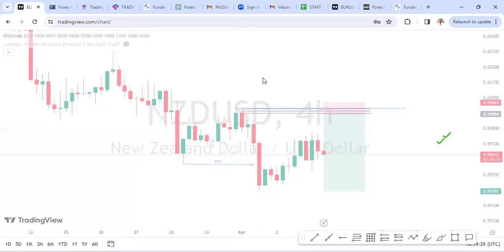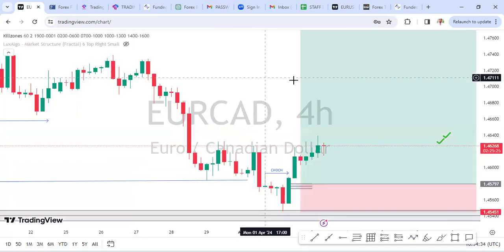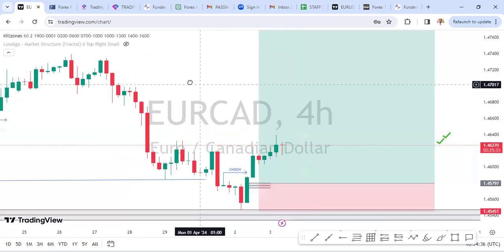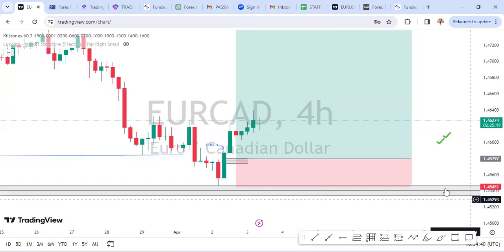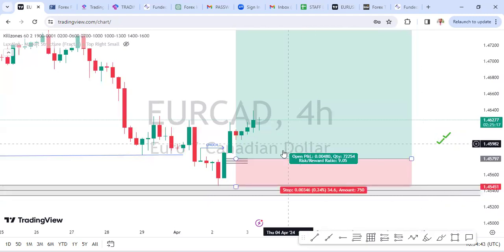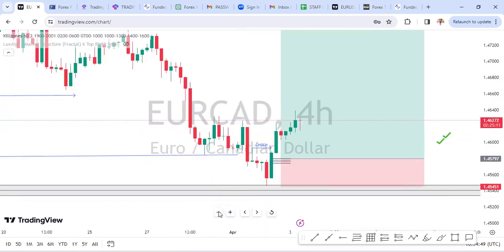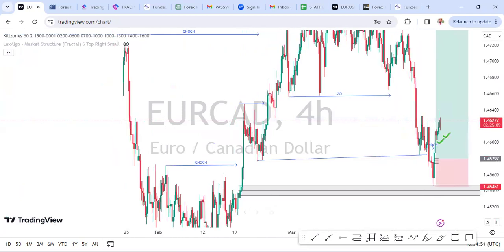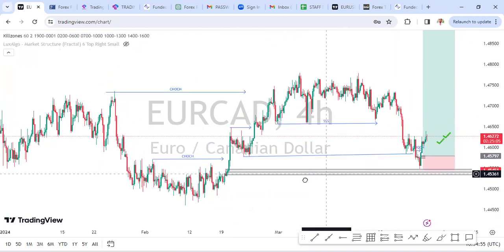EURUSD. I showed you my entry on EURUSD yesterday. I have an entry from here. I have an entry from here. Now I'm waiting for a second entry. So on EURUSD, the overall trend is an uptrend, and I am taking advantage to ride on the uptrend.